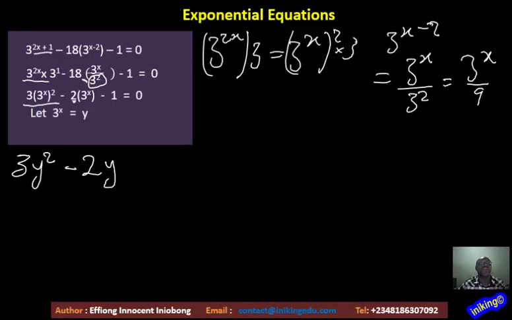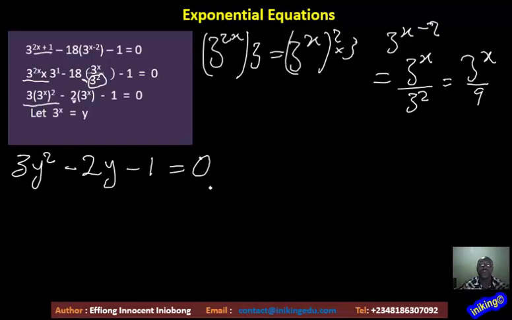minus 2y minus 1 equal to 0. So now we have a quadratic equation. We can easily solve this for y and then move on to solve for x. How do we solve for y?